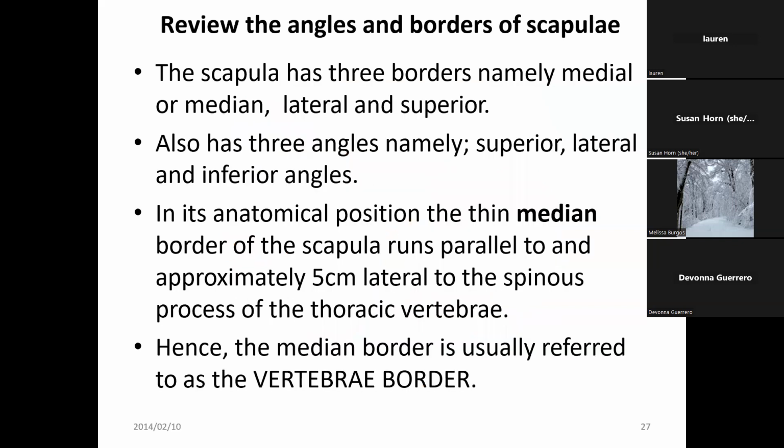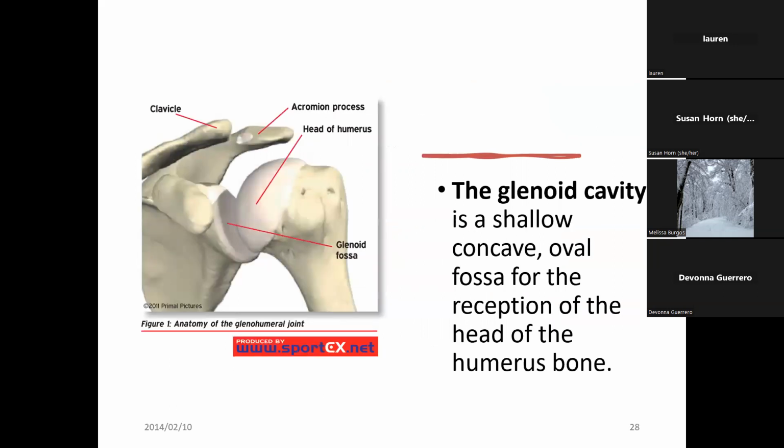All right, we've reviewed the angles and the borders of the scapula. The medial, I just want to point out that the medial border of the scap is the vertebral border. Sometimes they'll mix that name up for you. So the vertebral border is that part of the scapula that's closest to the vertebrae.